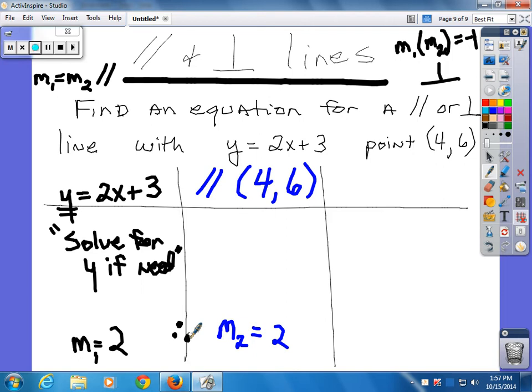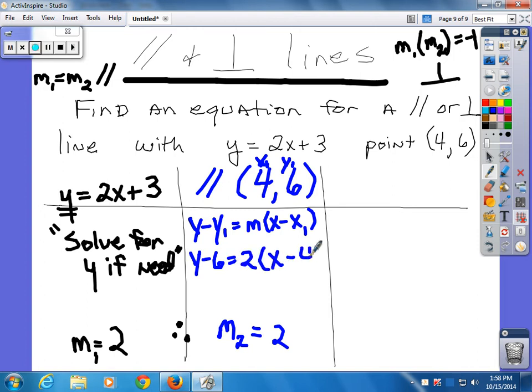Now, what do we have here? We have a point and a slope. What do you use if you're given a point and a slope? Point-slope equation. Y minus y sub 1 is equal to m times x minus x sub 1. And what is x sub 1 and y sub 1? Plug and chug. Y minus 6 is equal to 2 times x minus 4.